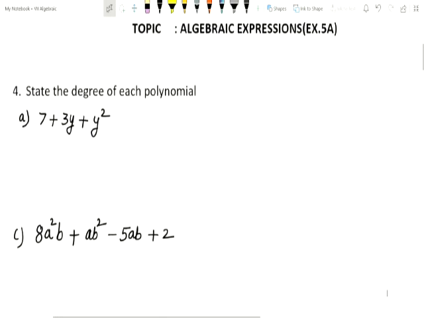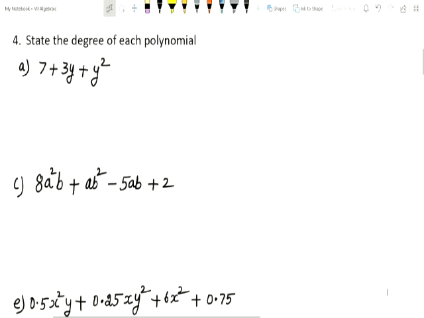Question number 4. State the degree of each polynomial. We need to find out the degree. Okay children. So what is degree children? We already discussed it. The highest power of the variable is called degree.